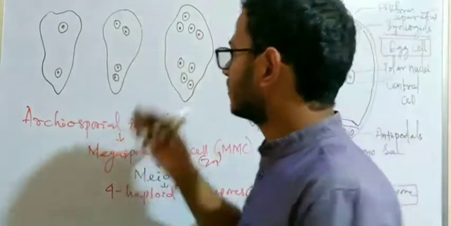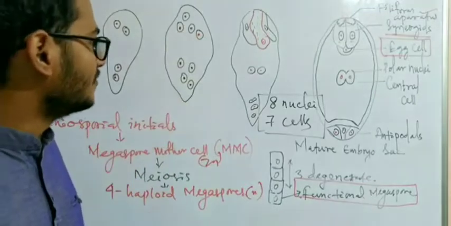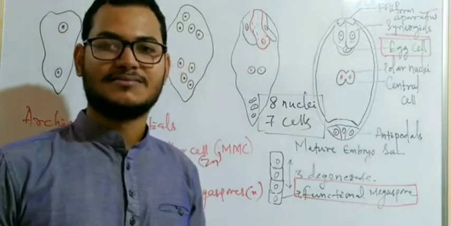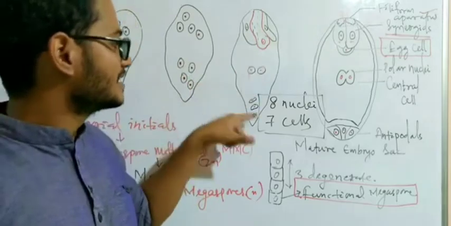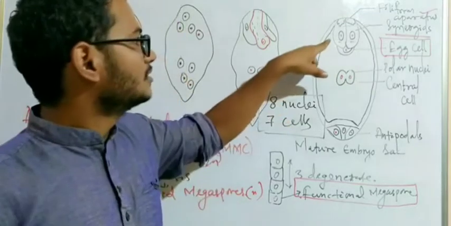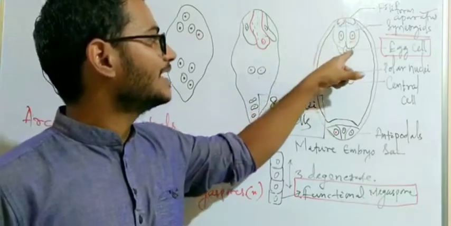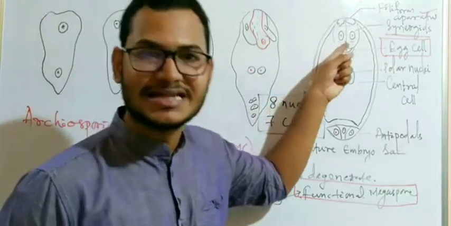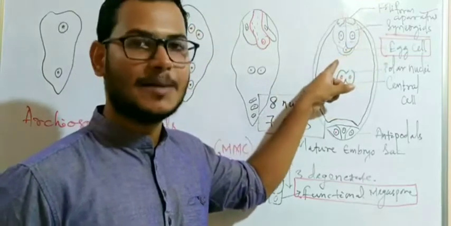Then from the 2 there are 4 nuclei. From 4, again due to mitosis, 8 nuclei are formed. So remember, these 8 nuclei are arranged inside the embryo sac. The 8 different nuclei form 7 different cells. Remember, there are 7 cells but 8 nuclei because the 2 synergids and the egg cell make the egg apparatus at the micropylar end. At the micropylar end there are 3 different cells having 3 different nuclei: 2 synergids and 1 egg cell. They together form the egg apparatus.